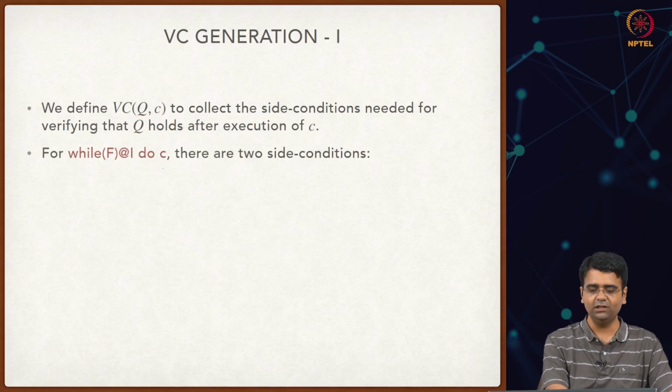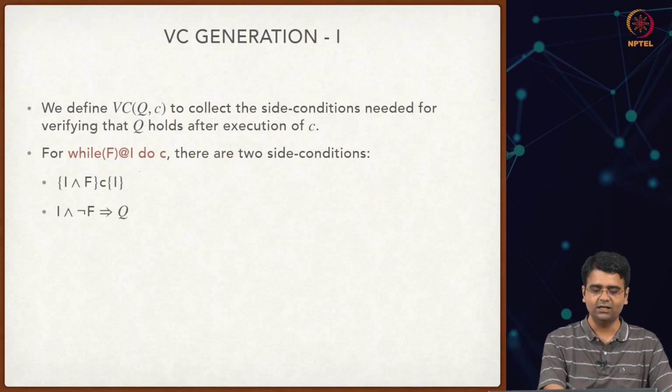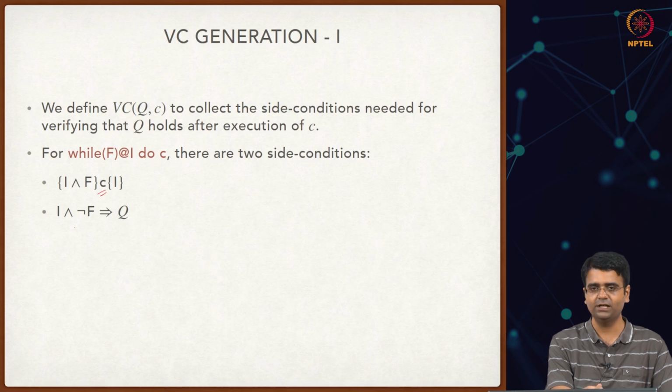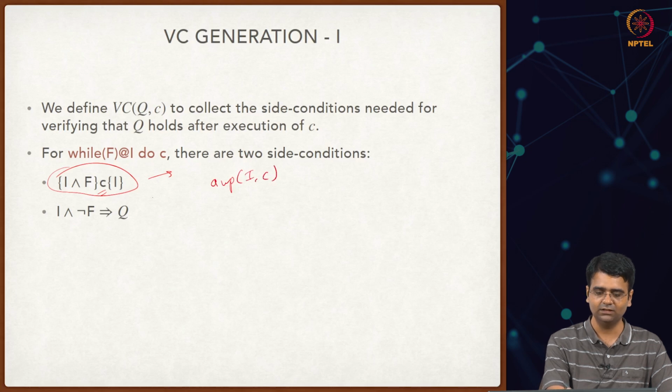So, for a while loop with an annotated loop invariant, there are two side conditions which we have already seen. I should be an inductive loop invariant, which means {I and F} C {I} should be a valid Hoare triple, and I and not F should imply Q. But of course, for this I can again use my approximate weakest precondition. So, in order to show that {I and F} C {I} is a valid Hoare triple, I can instead show that I and F should imply the approximate weakest precondition of I comma C.